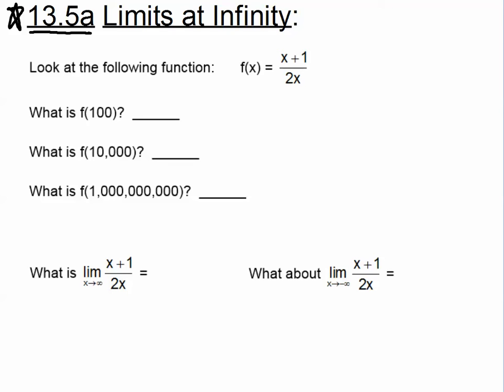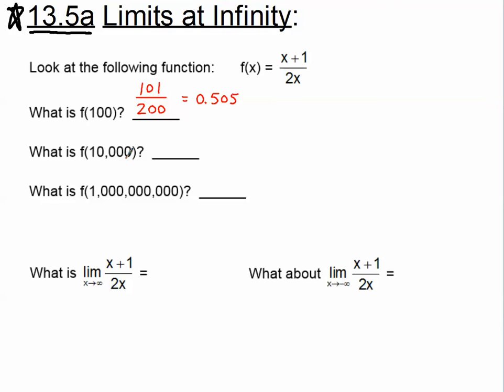Let's look at f of x. F of x is (x + 1) divided by 2x. And I have a few questions to ask about this function. First, what is f of 100? Well, x would be the 100, so that's my input. I'm going to input it into this fraction, and I would have 101 in the numerator and 200 in the denominator. If I were to look at the decimal equivalent, that would be 0.505.